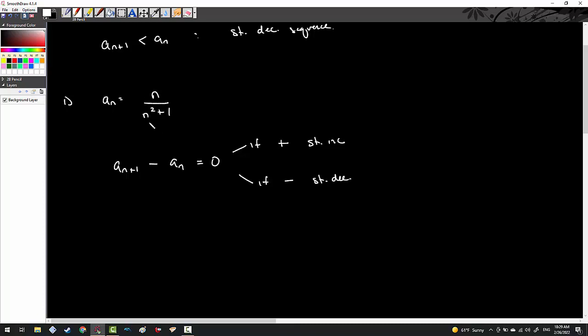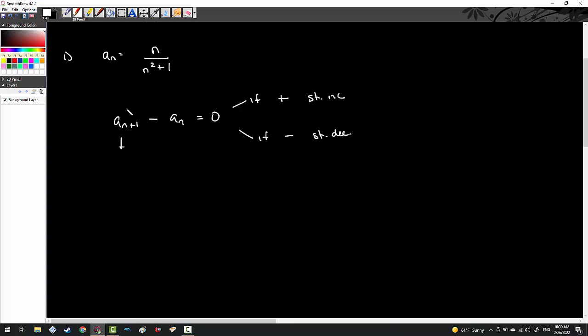So I'm going to go ahead and do that. I'm going to apply this idea to this sequence here. So the n plus 1th term is going to be n plus 1, right? I just replaced the n with an n plus 1, the next term. And I'm going to get n plus 1 squared, not n squared anymore, right? Because this is my next term. And I'm going to subtract my current term from it.